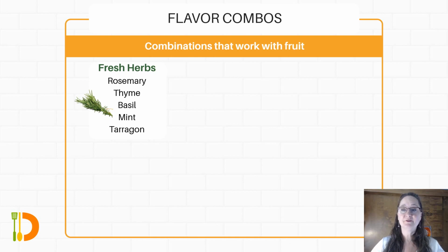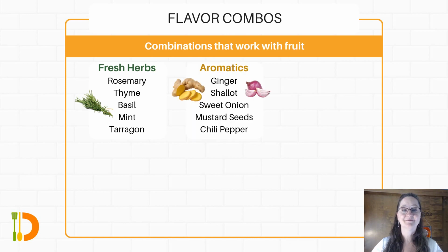Fruit is commonly associated with sweet foods, but fruit can also be paired with many savory ingredients. Here are some suggestions for flavor pairings as you start to incorporate fruit into savory meals. Fresh herbs. Combining fruit with rosemary, thyme, basil, mint, tarragon are all fun choices.